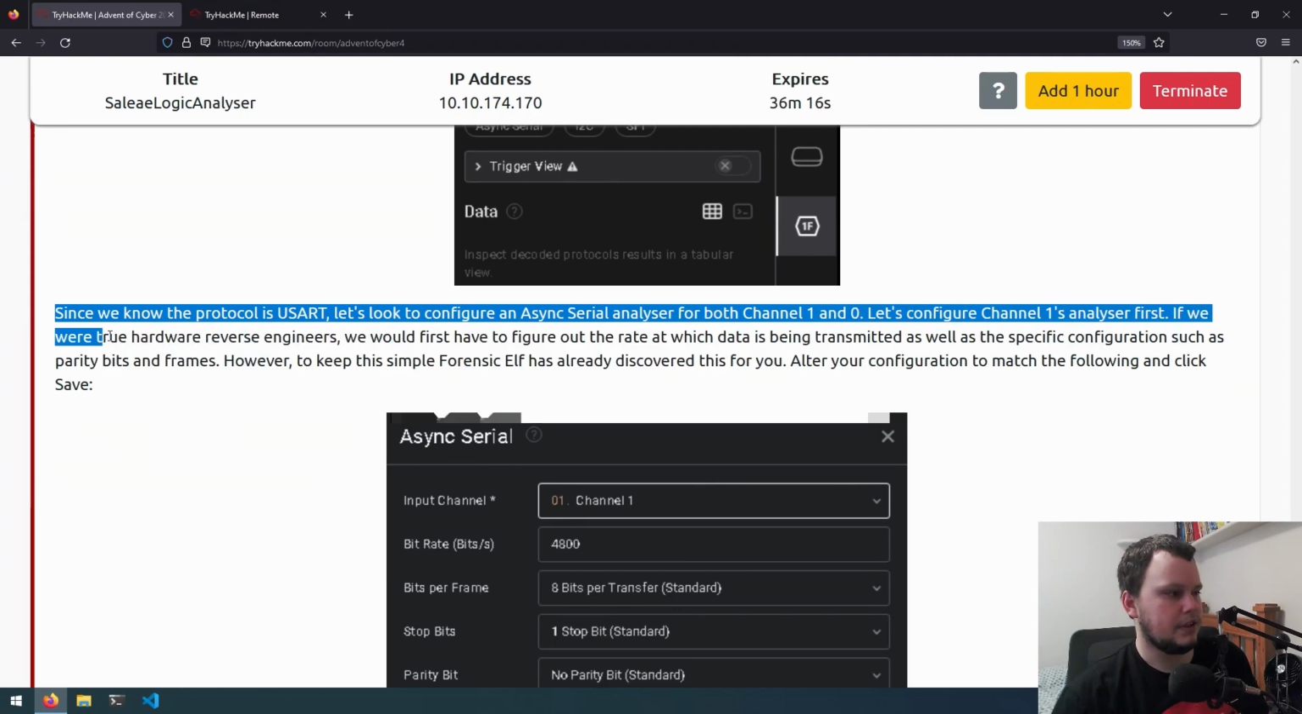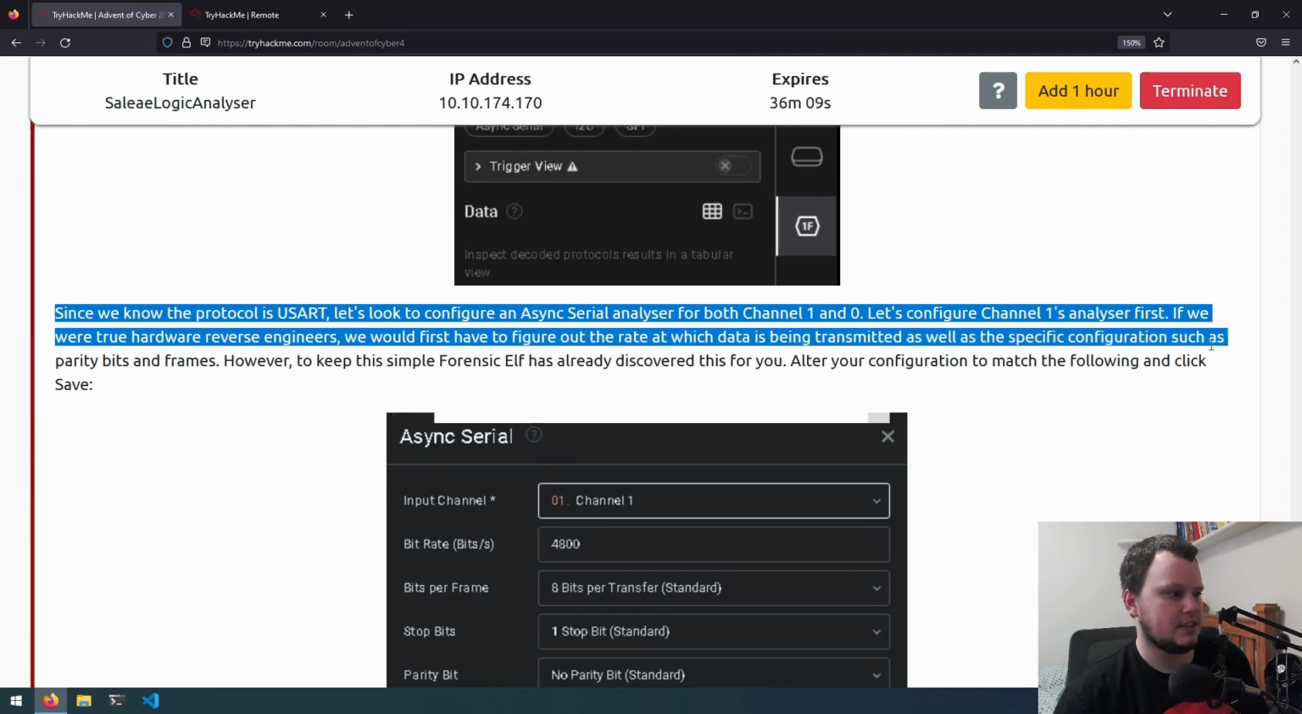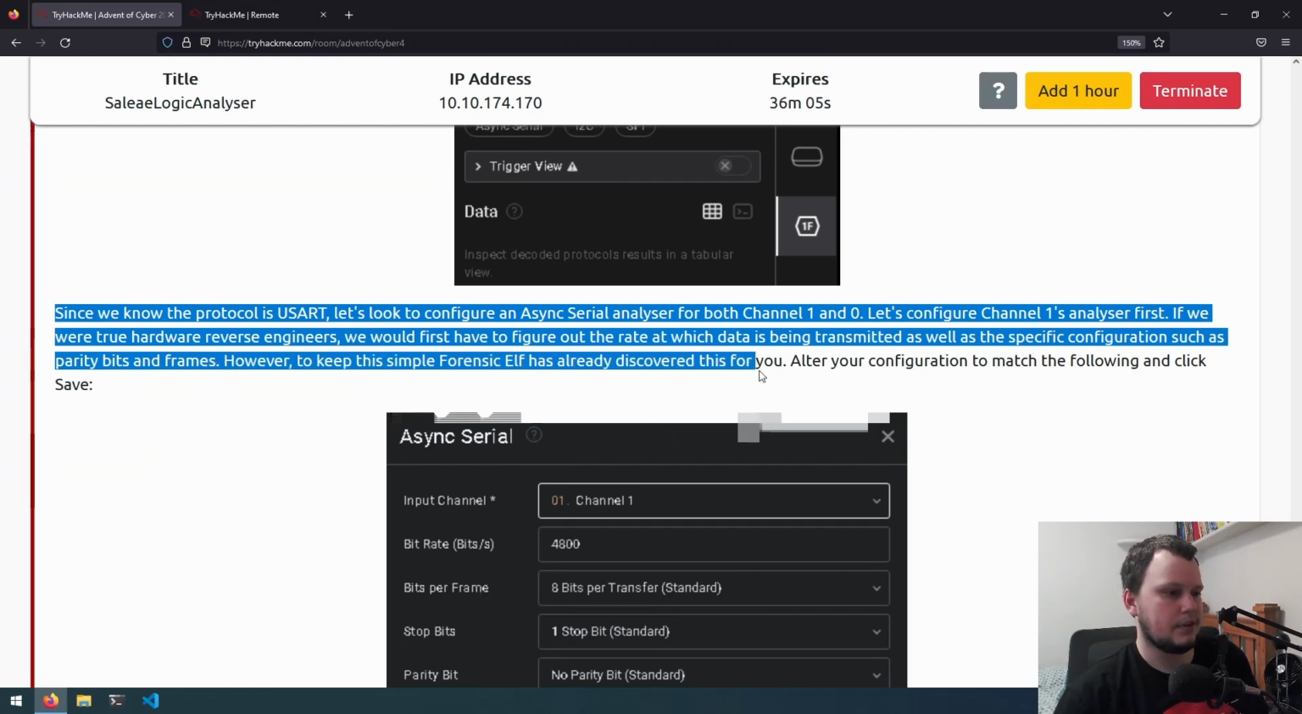So if we were true hardware reverse engineers, we'd first have to figure out the rate at which data is being transmitted, as well as a specific configuration such as parity bits and frames. However, to keep this simple, Forensic Elf has already discovered this for you. Alter your configuration to match the following and click Save.